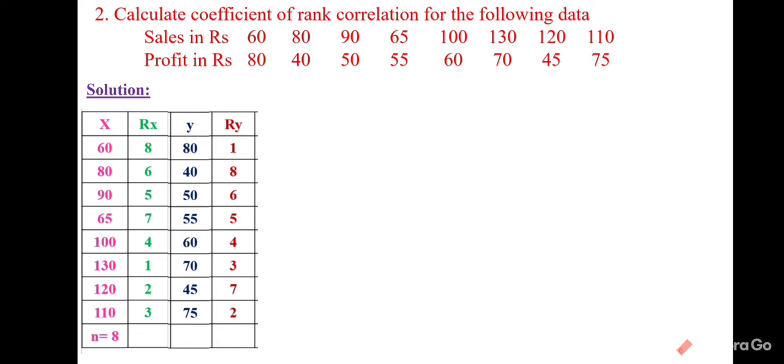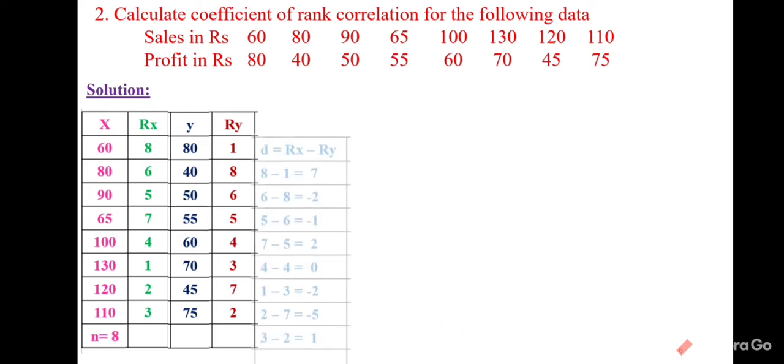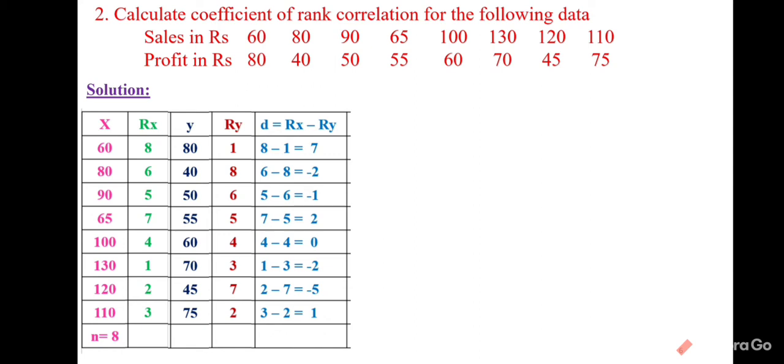So rank X and rank Y, ranks in the X column, ranks in the Y column. If we know this perfectly, then the remaining part will be very easy. So we need to find the difference of rank X and rank Y. Here 8 minus 1, 7. 6 minus 8, minus 2. 5 minus 6, minus 1. 7 minus 5, 2. 4 minus 4, 0. 1 minus 3, minus 2. 2 minus 7, minus 5. 3 minus 2, 1. So we get the differences, then square.